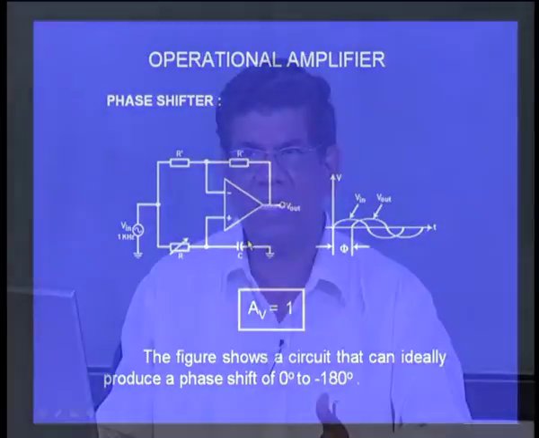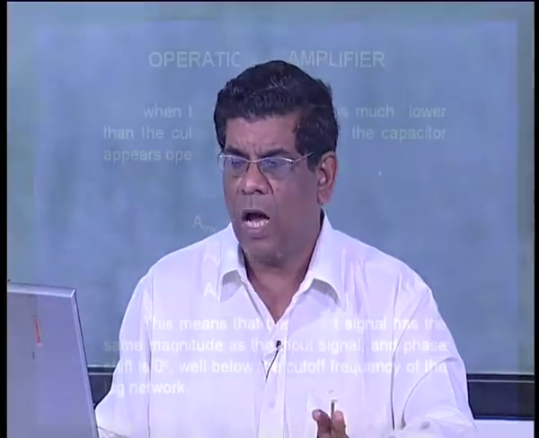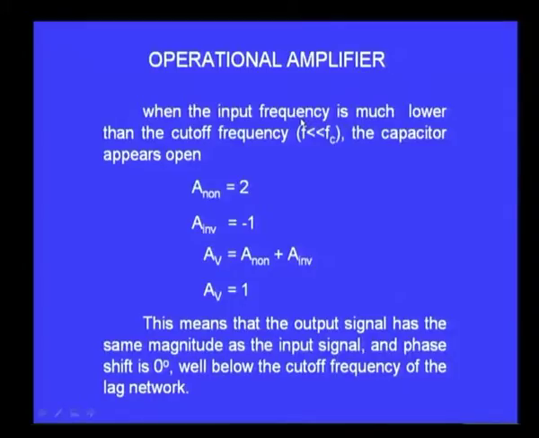The advantage is the phase can be changed from a value 0 to a value 180 degrees, 0 to minus 180 degrees you can change. Now, when I have the input frequency much lower than the cutoff frequency, f very low compared to fc, the capacitor appears to be open. We have already seen that. In that case, the total gain is due to both inverting and non-inverting, and therefore, AV is equal to 1.